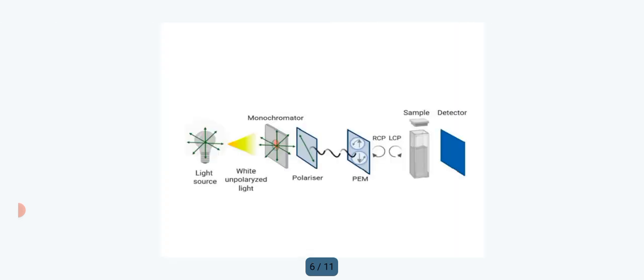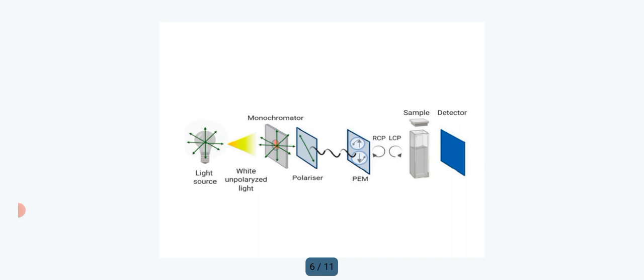So here we can see the picture. The light source produces white unpolarized light, which will enter into the monochromator. Then the monochromator converts it into polarized light, that is, light in only one direction. Then it will enter into the photoelastic modulator, that is PEM. Here we can convert it into right circularly polarized and left circularly polarized light.